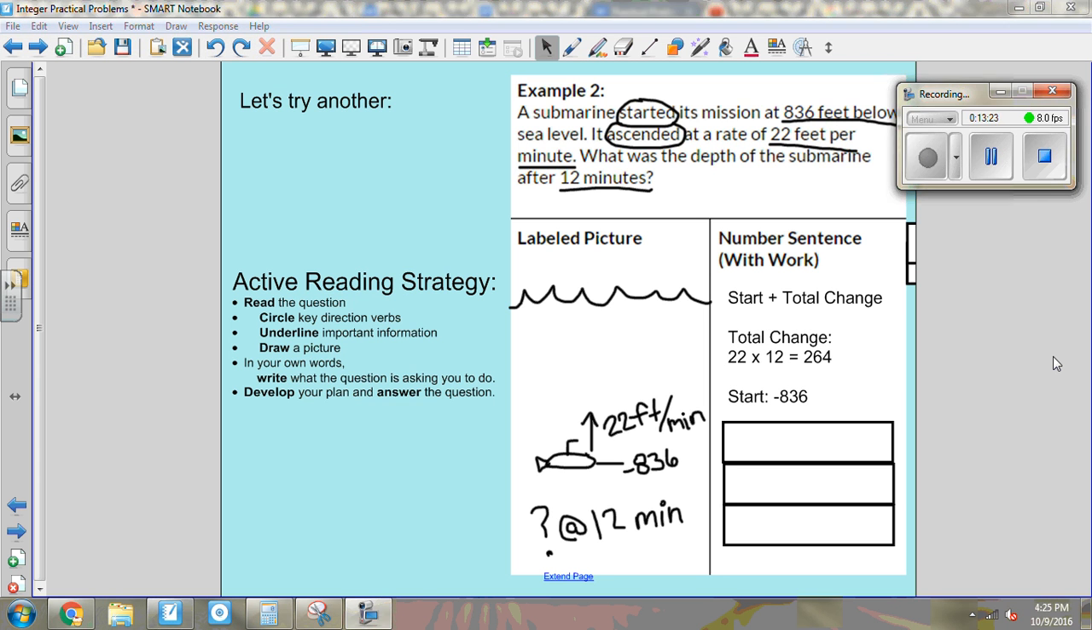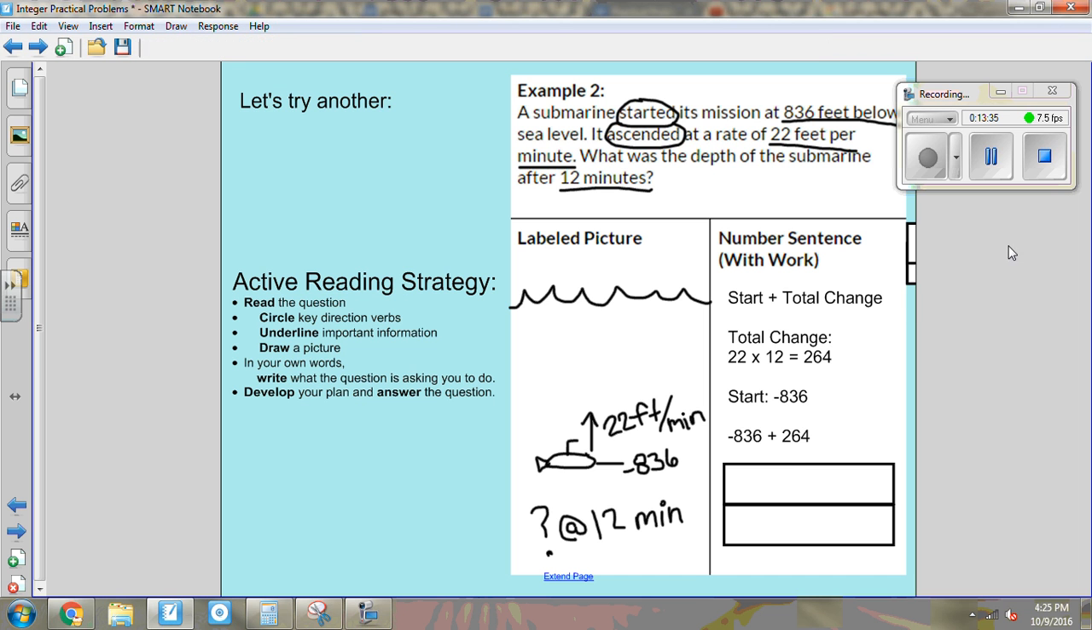I had a little bit of a typo in there that I had to fix. So my submarine is starting at 836 feet below sea level. Remember that below sea level tells me it's a negative integer. So I'm ready to put all that information together. So I've put the depth that it started at, negative 836, and I'm adding 264 to that.